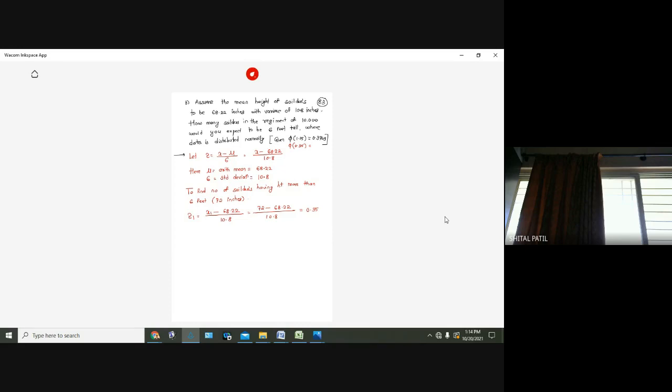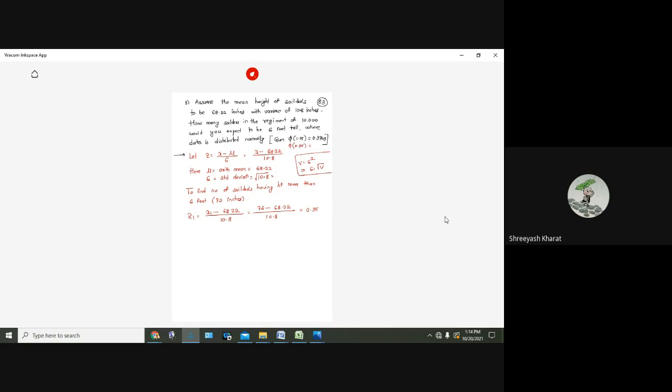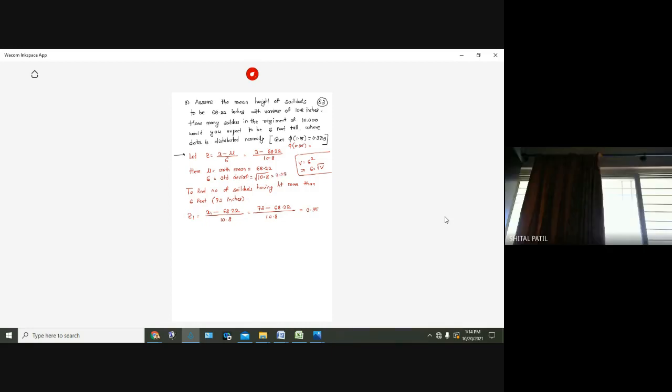Variance is given, not the standard deviation. So what is the relation between variance and standard deviation? Variance is equal to sigma square, right? So variance is given and sigma is to be obtained. So sigma should be equal to root of V. So root of 10.8. What is the root of 10.8? 3.286, so this should be 3.28.